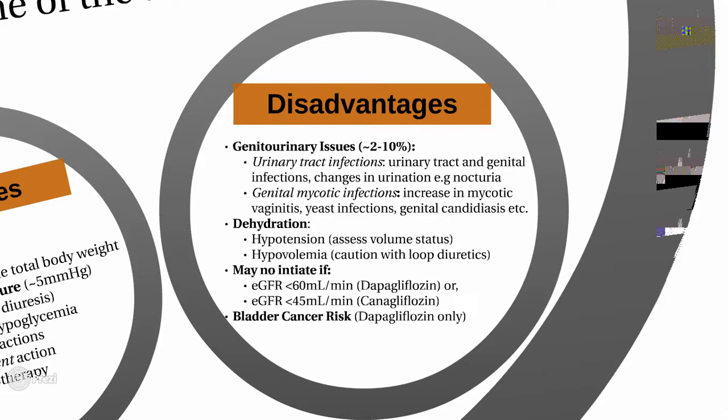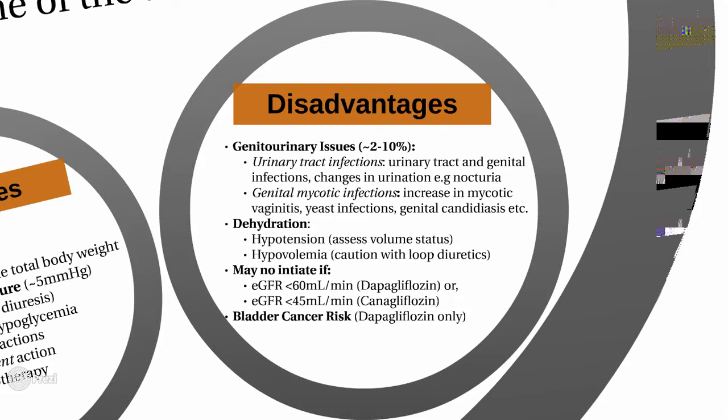So again, dehydration. Why are we getting dehydrated? Because we're releasing sugar and water outside of the body. So in turn, we can get hypotensive, we can get hypovolemic, and you intuitively want to be cautious with loop diuretics and other diuretics that the patient may be on.